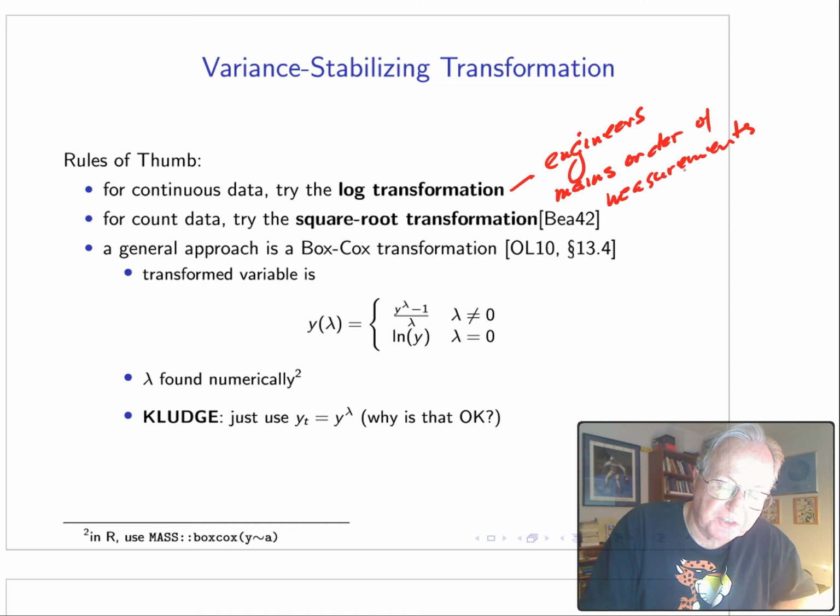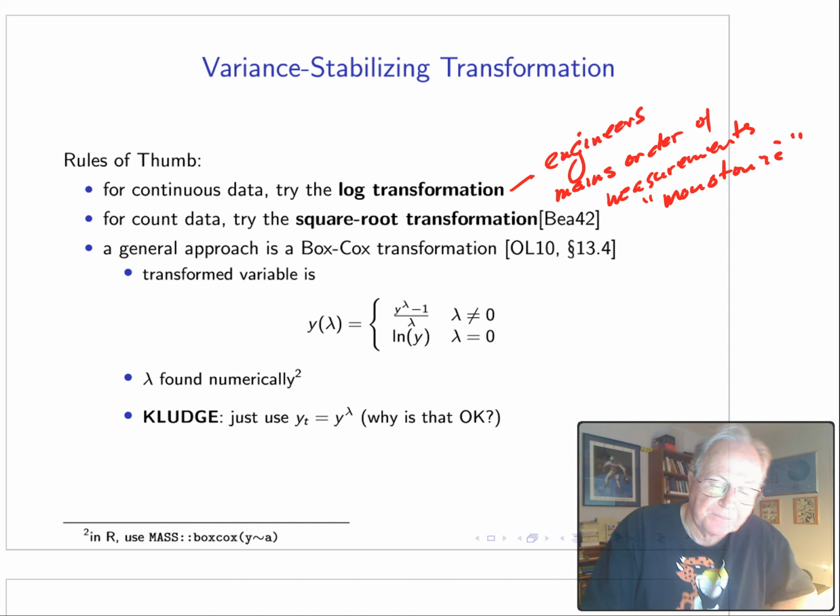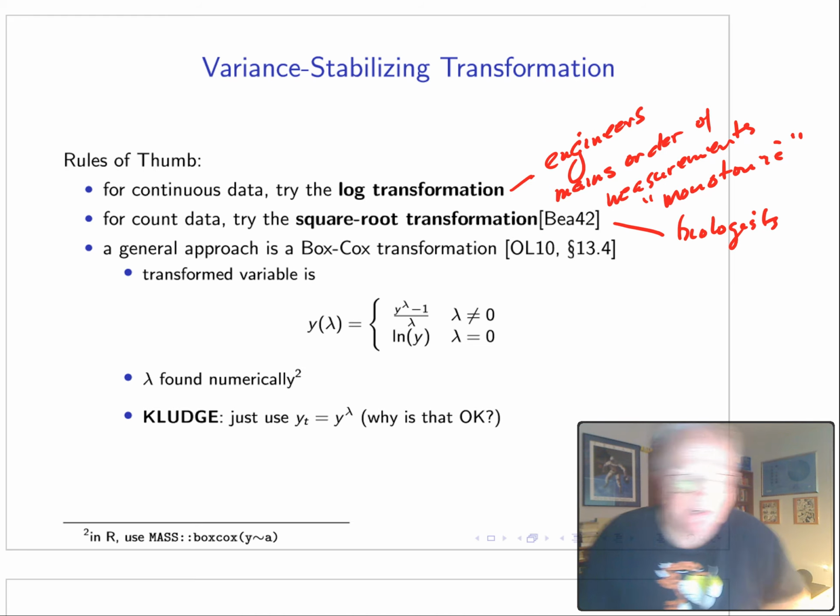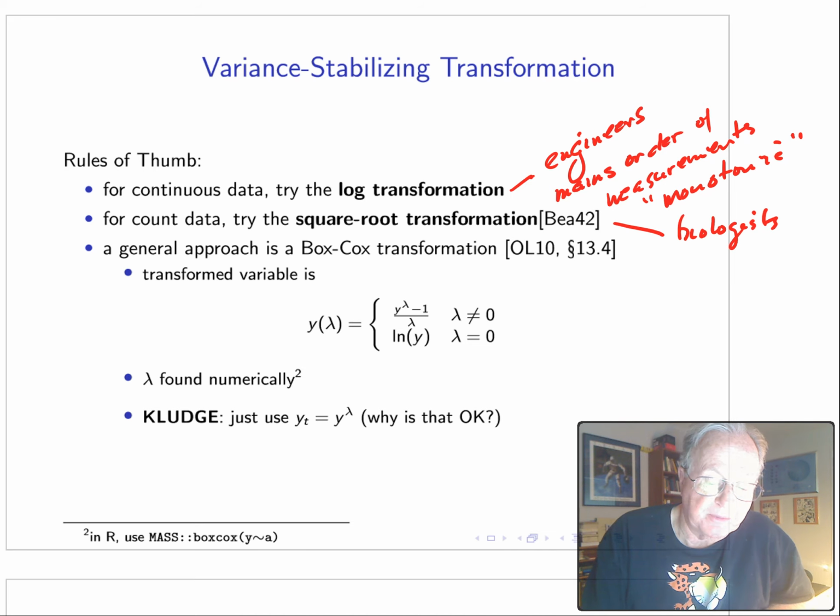A mathematician would call that a monotonic transformation. Biologists like the square root transformation. And that too maintains the order of the measurements. And so it's another monotonic transformation. But these are just two examples of a much more general approach.